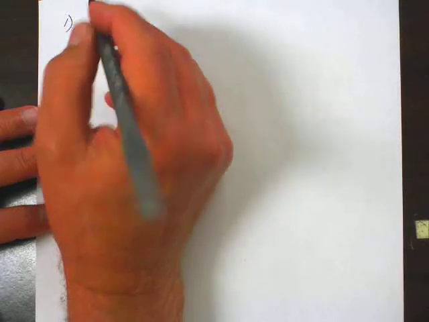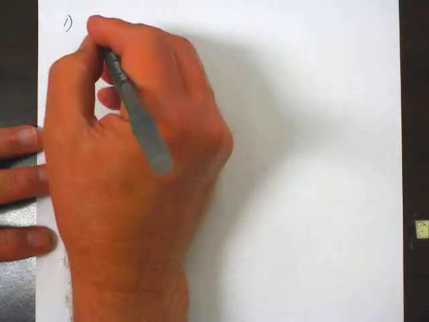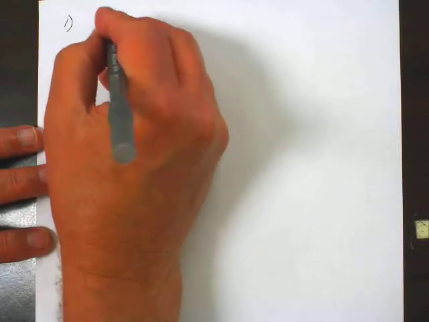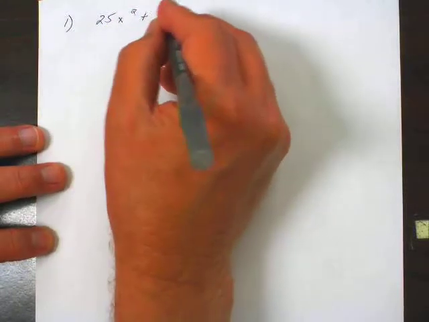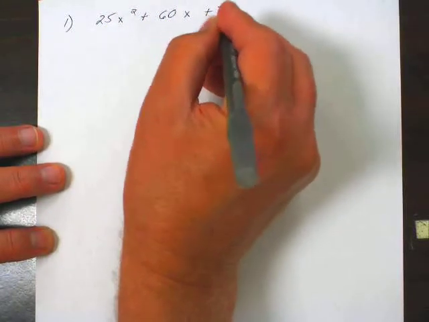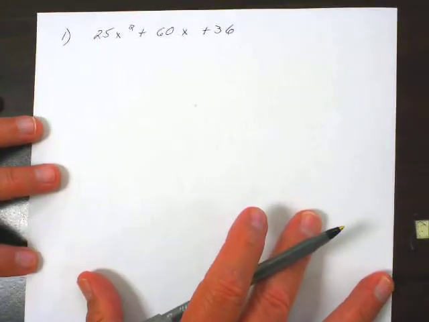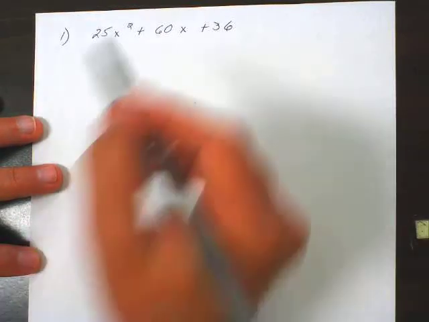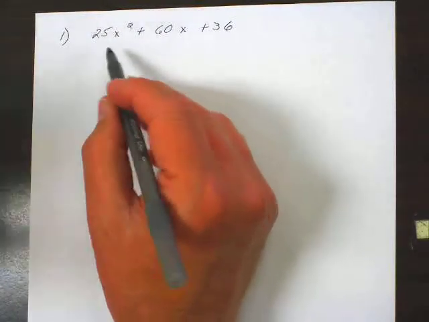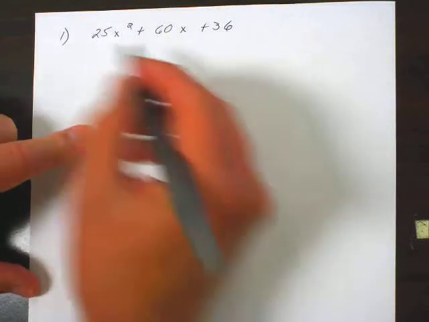The instructions say determine whether each trinomial is a perfect square trinomial. You'll write yes or no, and if yes, then factor it. If it's not, we're just going to say no. Okay, so number 1, it says 25x squared plus 60x plus 36. So the question is, is it a perfect square trinomial? And to answer that question, first of all, it has to be 3 terms, has to be a trinomial. It is.